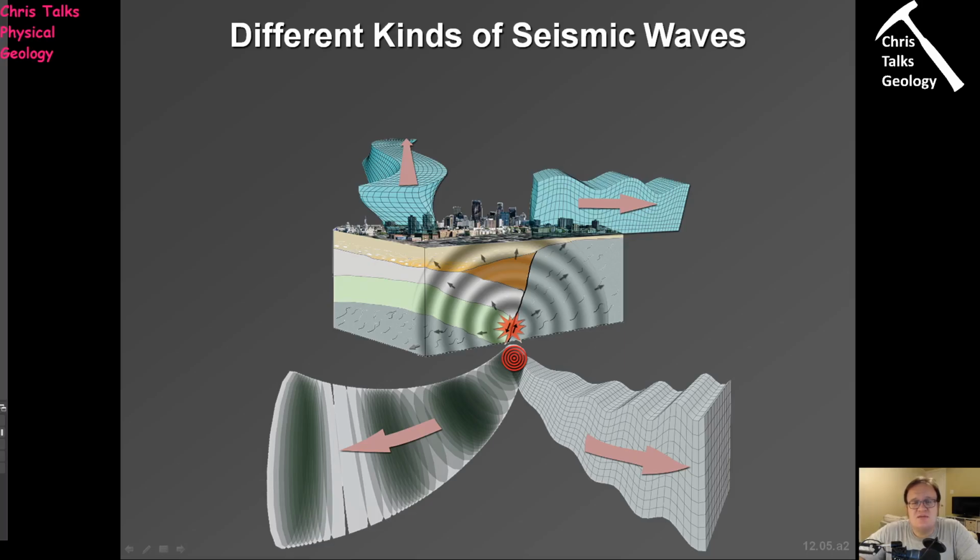So let's think about the different types of seismic waves now. I've already discussed that seismic waves will move either across the surface of the earth or through the interior of the earth. This gives us a very simple way of splitting up seismic waves. There are surface waves that move across the surface and body waves that move underground. So nice and straightforward.